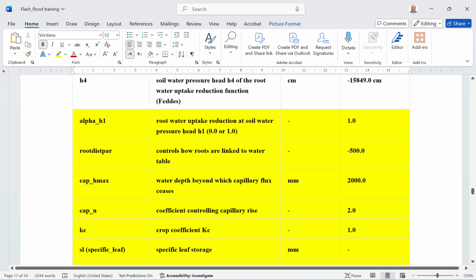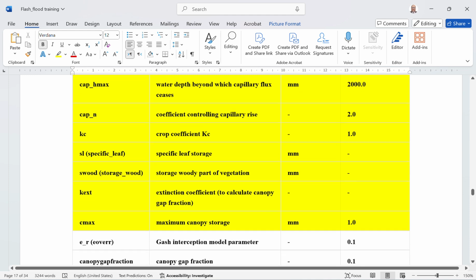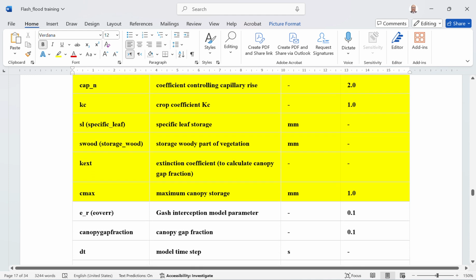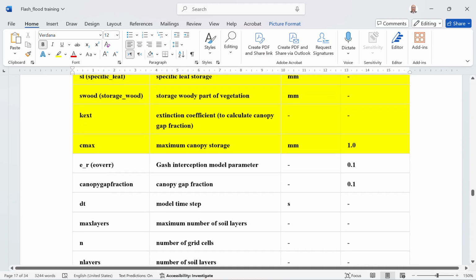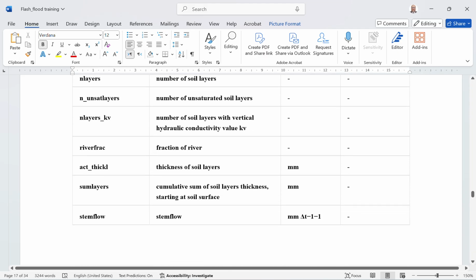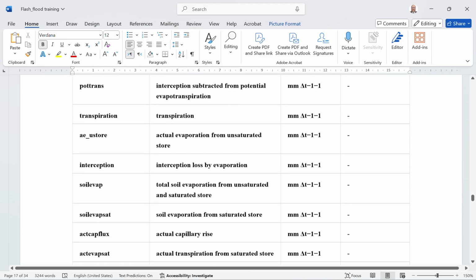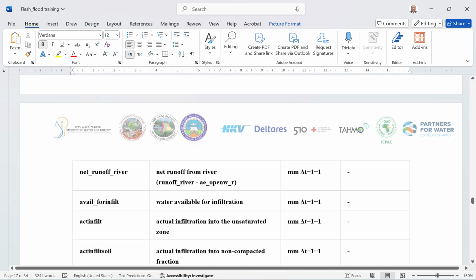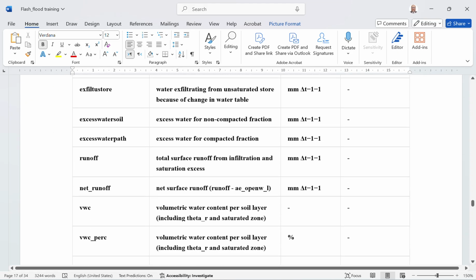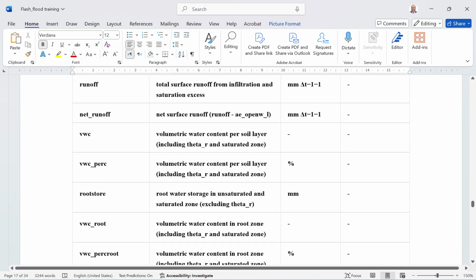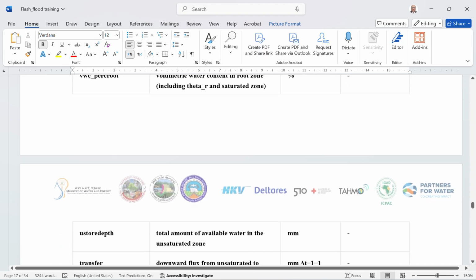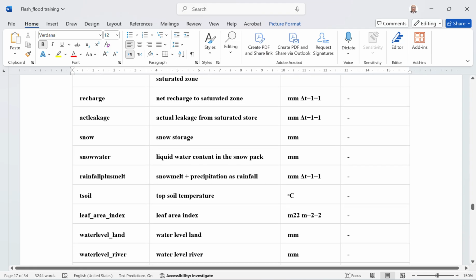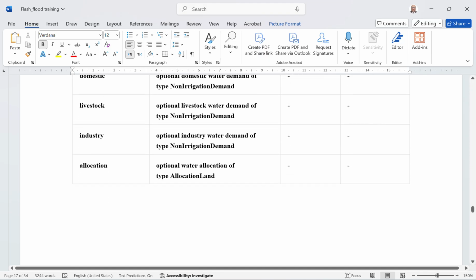These are different vertical parameters in Wflow, like the crop coefficient, the KC, and the maximum canopy storage. These are still different parameters you can explore, and you can know the unit and the default value for these different parameters.